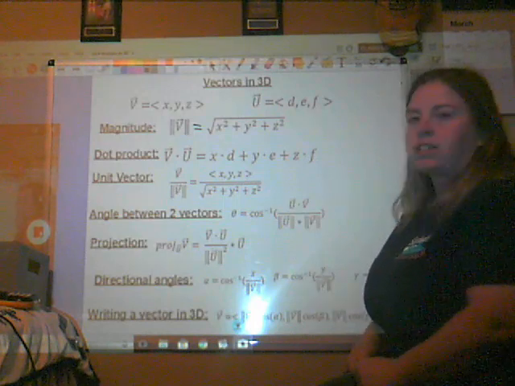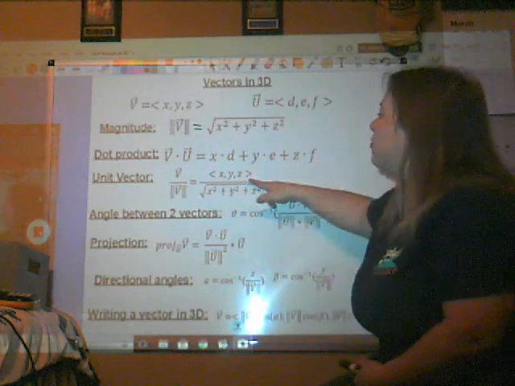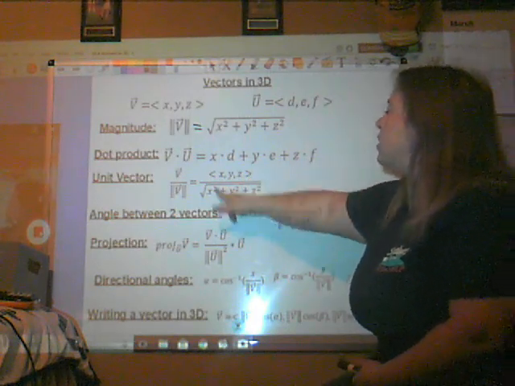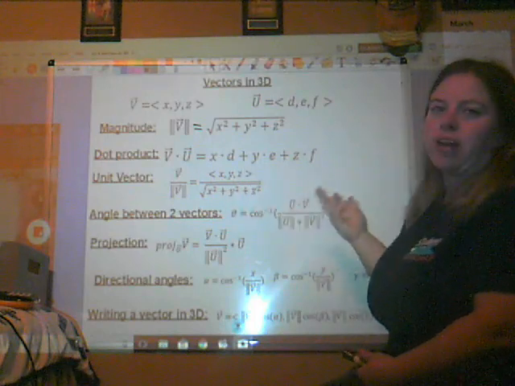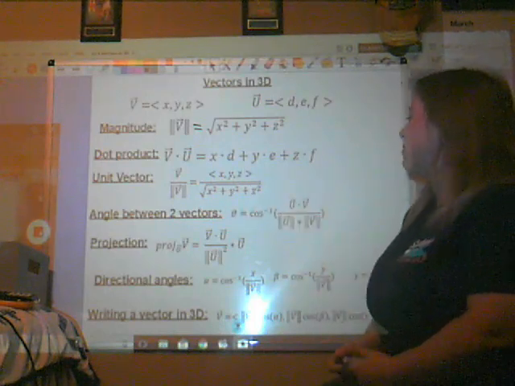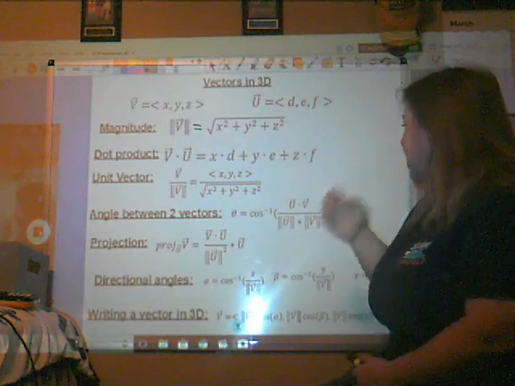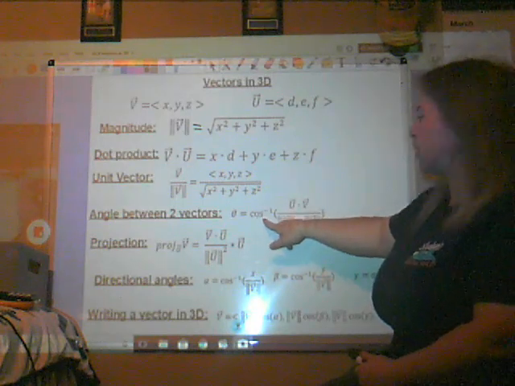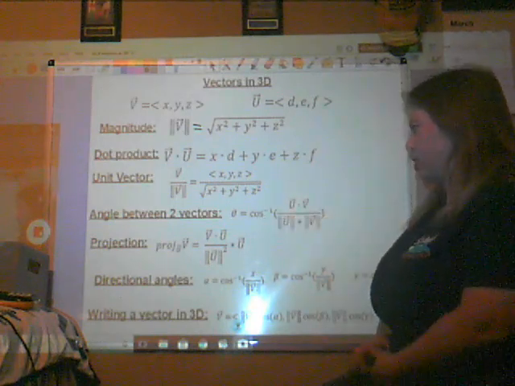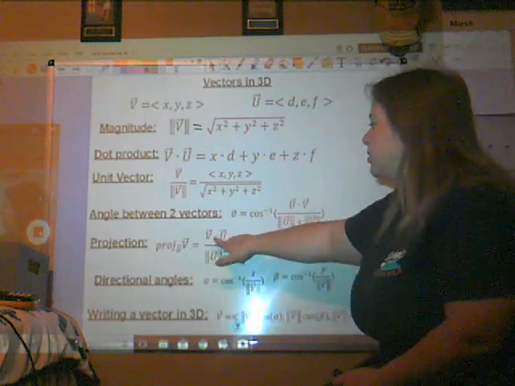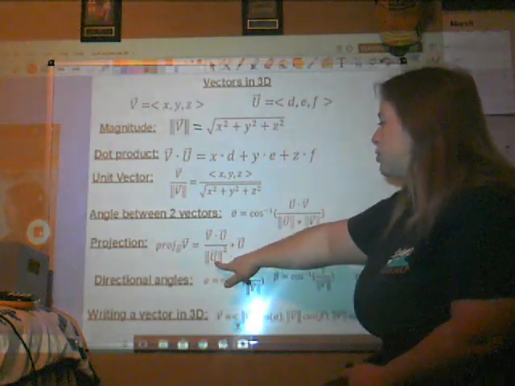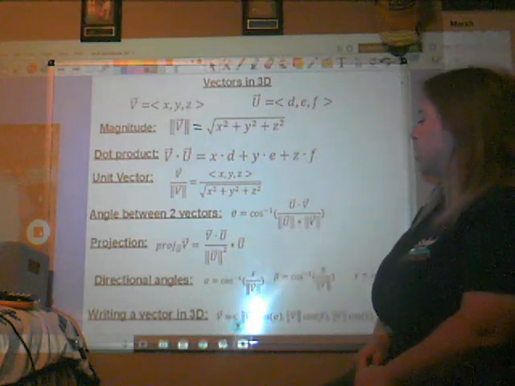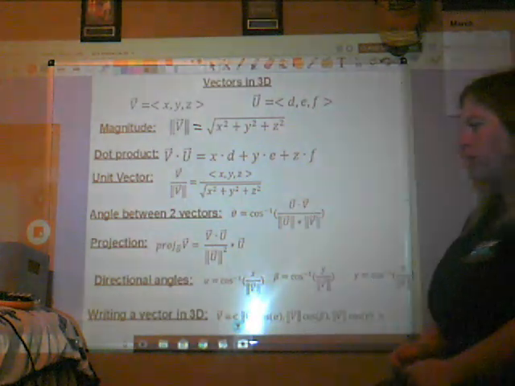Okay? Unit vector, once again, same thing. You have your whole vector on top, all over the magnitude of your vector. So you do the magnitude over each one of them. So you're going to have 3 parts now instead of 2. Angle between vectors, same thing. You have the dot product over the magnitudes, and you do the cosine inverse, just like we did on the other ones. Projection is the same formula, the dot product over what you're projecting onto squared, the magnitude squared, times what you're projecting onto. There's just going to be 3 parts to it.